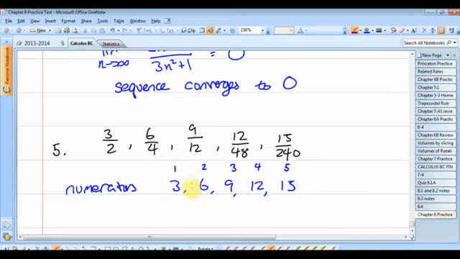You're adding 3. I want an explicit rule. A_n equals A_(n-1) plus 3. That's a recursive rule. Sorry. Isn't it just n times, isn't it 3n? Just 3n. My numerator is always just going to be 3n.